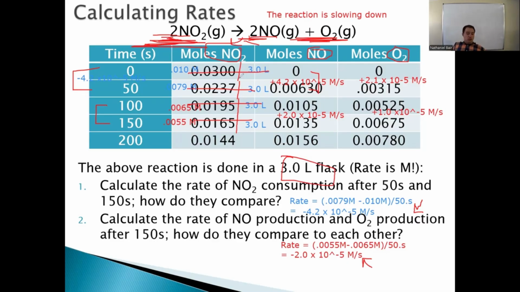Once you have the concentrations, you calculate the rates by doing the change in concentration over the change in time. And then hopefully you see that once we knew a set of rates, we could get the rates for everything else in the reaction because they're all related by the coefficients.